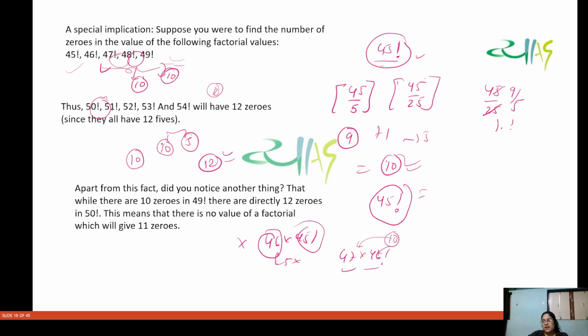Now see, we are just observing things, all right. So apart from this fact, there is one more thing: while there are 10 zeros in 49 factorial, there are directly 12 zeros in 50 factorial. Okay, I told these things. This means that you get 10 zeros in factorial 45, and then you get 12 zeros in factorial 50. Okay, so you will get no factorial in which you are getting 11 zeros.